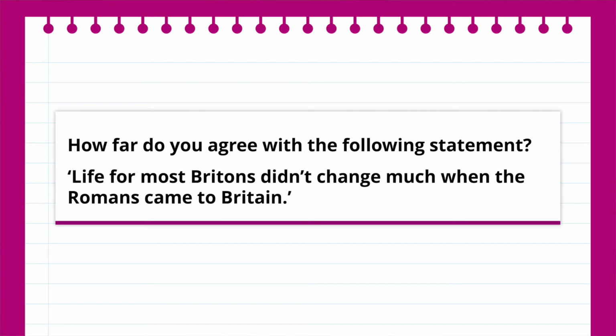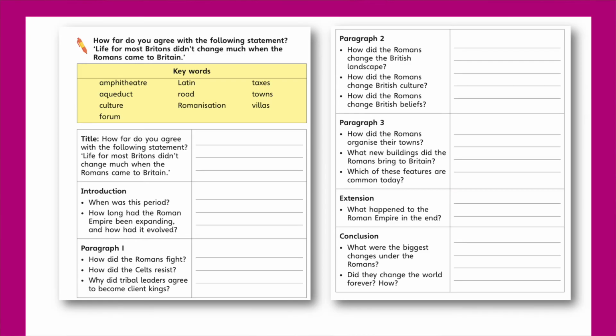And the final lesson, lesson 6, asks, how far do you agree with the following statement? Life for most Britons didn't change much when the Romans came to Britain. Pupils will have the opportunity to sum up everything that they've learned about the Romans through an extended piece of writing, and a suggested planning structure with the prompt questions is provided.